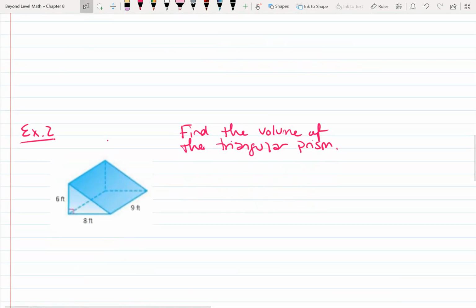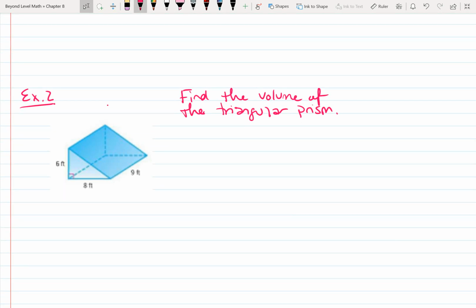Alrighty, example 2. Find the volume of the triangular prism. So volume, we automatically know that we need to start with that original formula, V equals capital B times H. Capital B means area of the base times the height of the prism. Now, again, looking at the figure, you would know that it's a triangular prism. However, it also tells you it's a triangular prism. So the area of the base is a triangle. So it's 1/2 times base times height of the triangle times height of the prism.